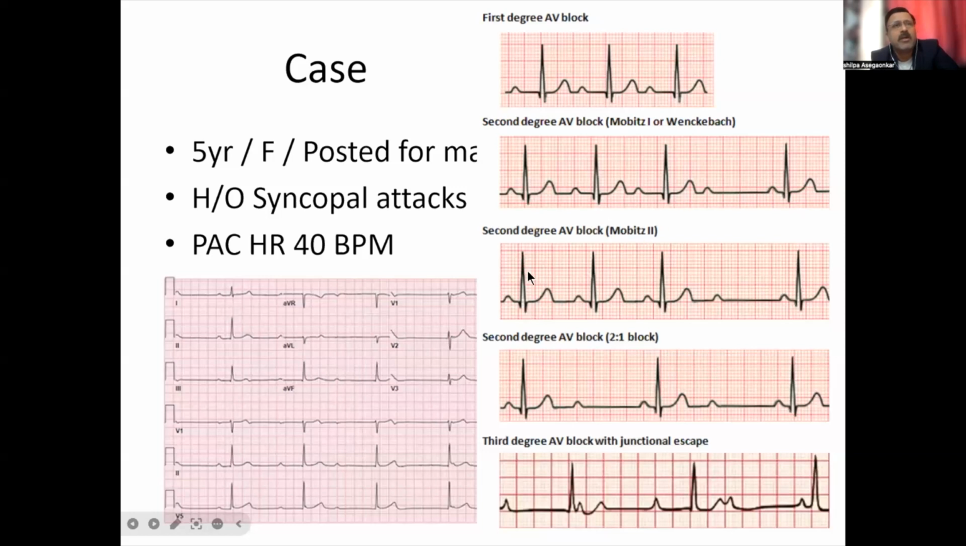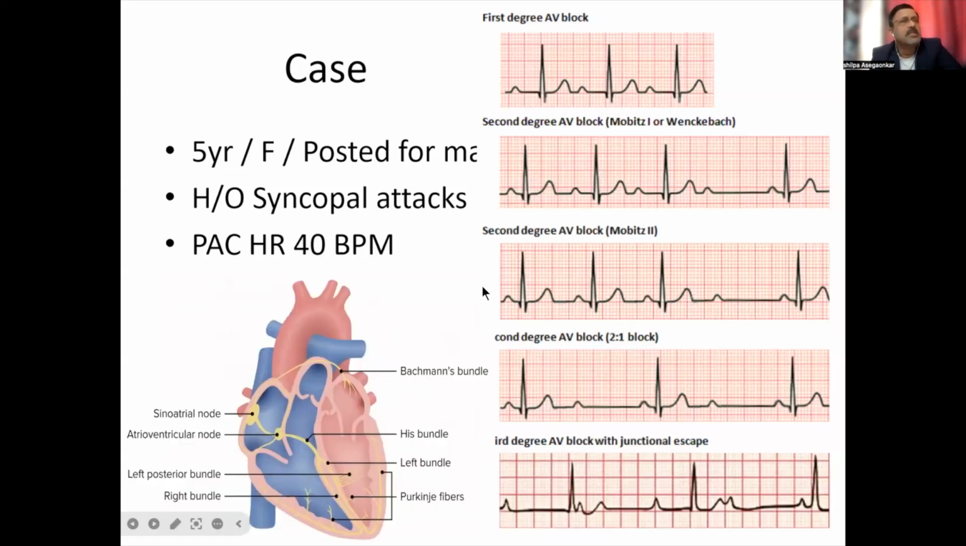On the contrary, in Mobitz type 2, second degree AV block, it is an infranodal block. These patients can land into permanent complete heart block at any point of time. That is why second degree type 2 block is much more dangerous. Third degree heart block is complete heart block. That is again more dangerous. What I was talking about, second degree type 2 block, is infranodal. Just below the node, there can be a block, and that is why it is more dangerous.